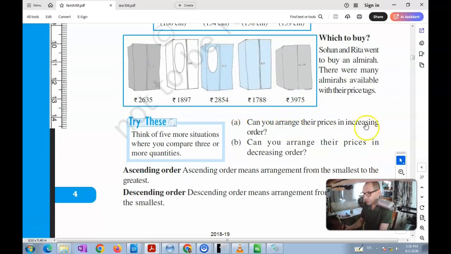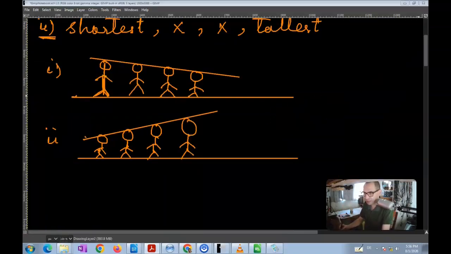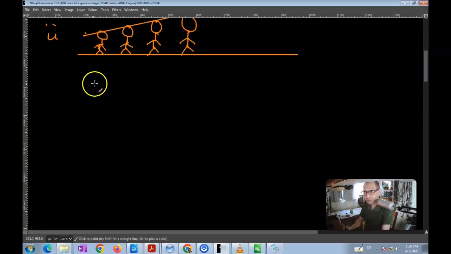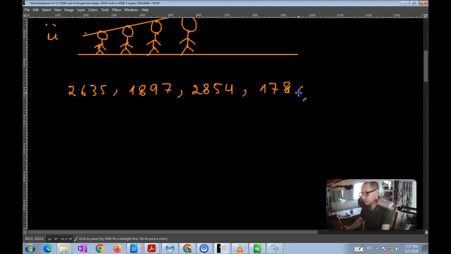And we want to arrange these based on the price tag in an increasing order, or you could arrange their prices in a decreasing order. And then based on that, you would be able to decide which one to buy, right? So the price tags that I have here are 2,635 rupees. These are all in rupees, or you could think in dollars, in euros, whatever works for you. 1,897, 2,854, 1,788, and 3,975. These are the different prices that we have.